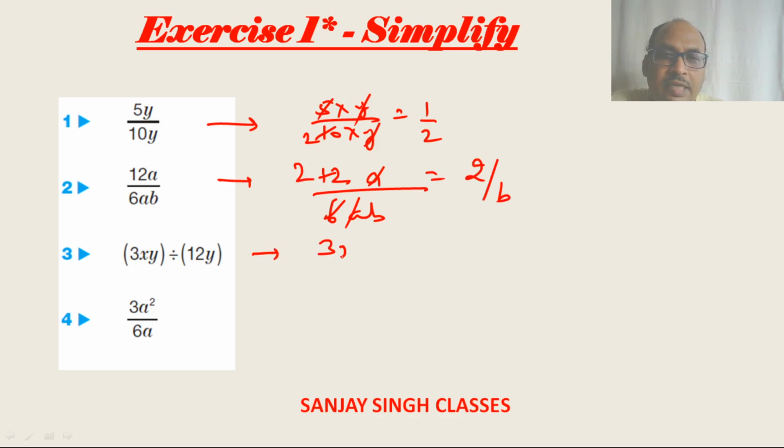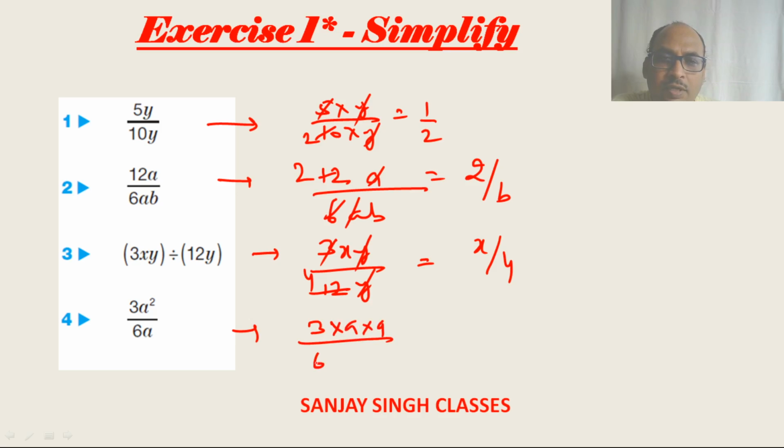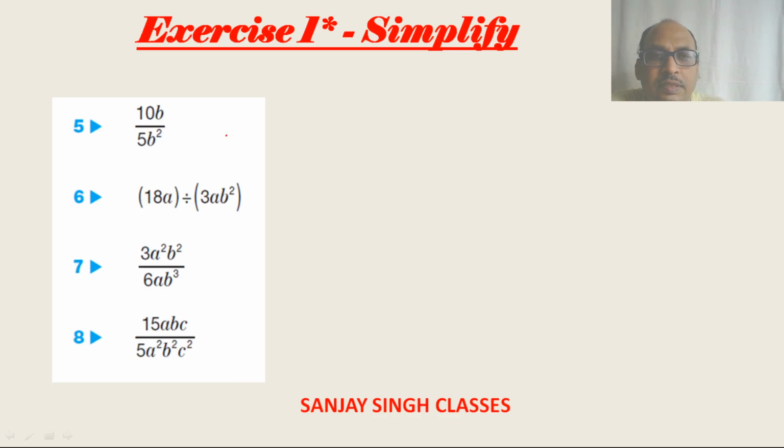Okay. Here 3xy by 12y, y got cancelled, 3 4 ja 12. So it has given as x by 4. Here 3a square. So okay, you can write a into a for your understanding. A, so 1a has got cancelled. 3 2 ja 6. So it is a by 2. Right? Okay. Then similarly 10 into b or 5 into b you can write. Okay, so 1b has got cancelled and 5 2. So it has become 2 by b.